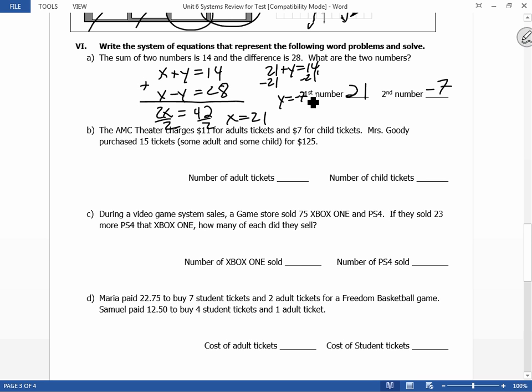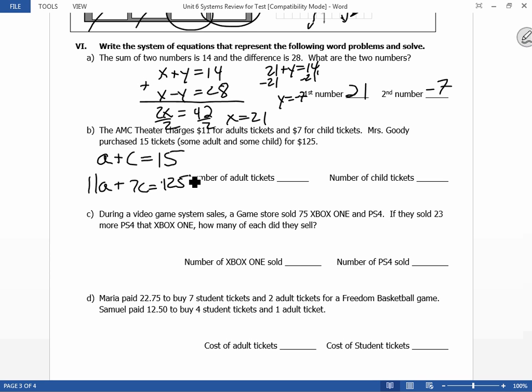All right, for this one, the AMC Theater charges $11 for adult tickets and $7 for children's tickets. Miss Goody purchased 15 tickets. So A plus C equals 15. And then the price she paid was $11 per adult ticket plus $7 per child ticket for $125. Man, it costs a lot to go to the movies these days. And then you would solve this system.